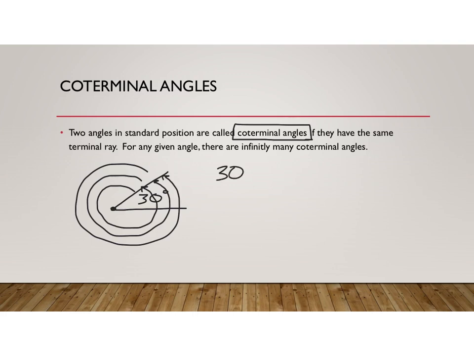So 30, 390, 750. I'm just adding 360 each time. 1110. I could go backwards, negative 330. Those would all be coterminal angles to 30 degrees.